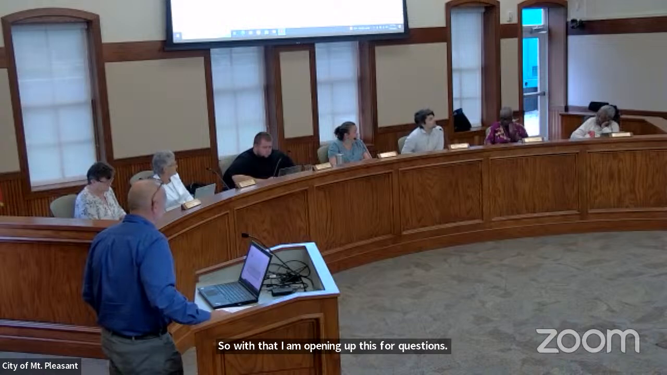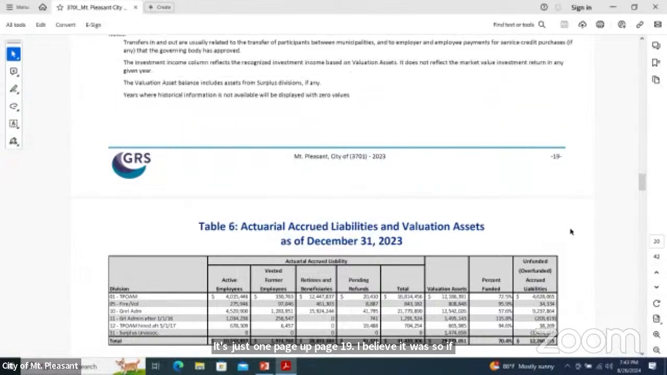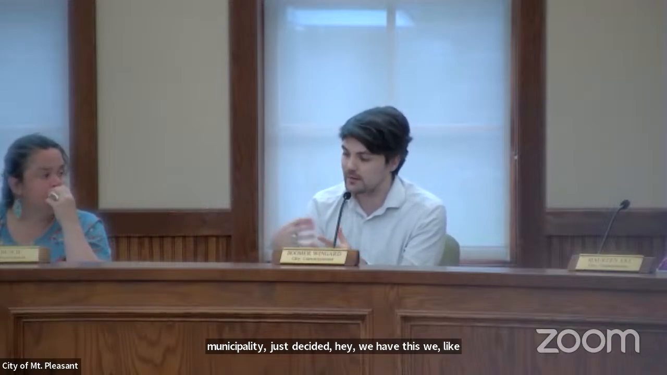If you could go back, it was just one page up, page 19, I believe. If you just scroll back, we were talking about the additional funds in the plan in 2019, 20, and 22, so the additional contributions. Can you explain to me the additional funds that went into the surplus division? Were those funds where we as a municipality just decided, hey, we have a surplus and added those in, or was it something to do with employees, like the market is performing well, so the contributions are doing better? Where do those funds come from?